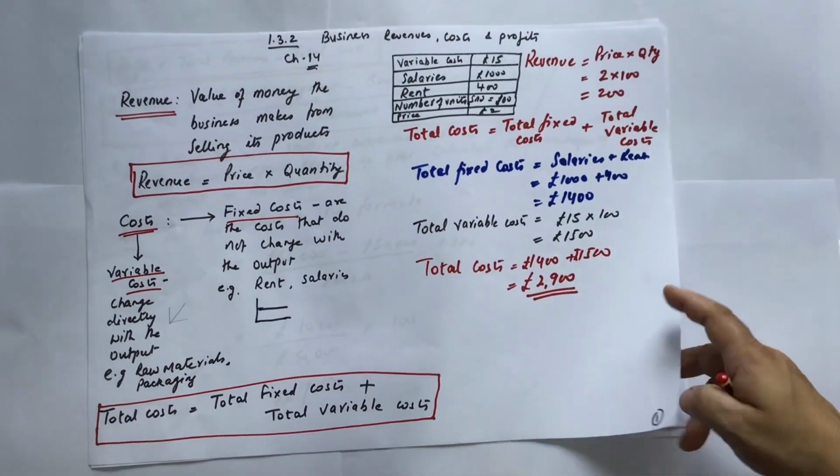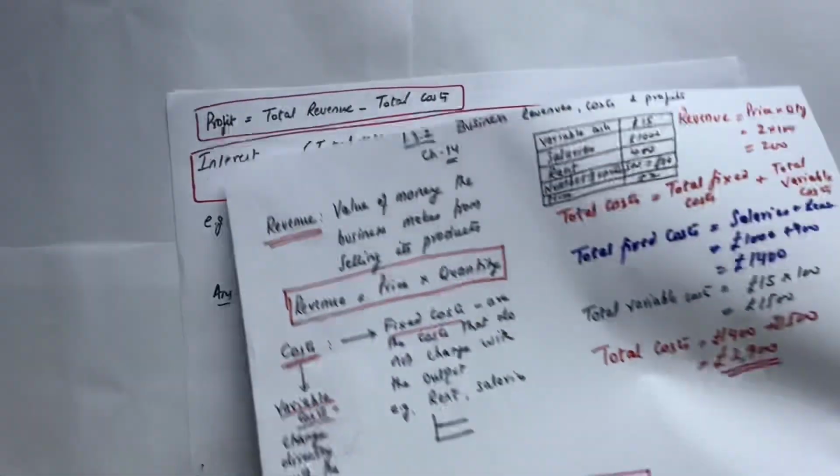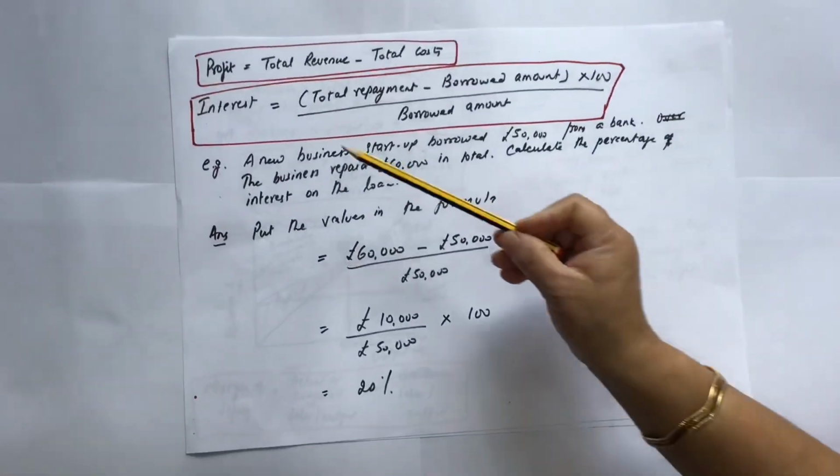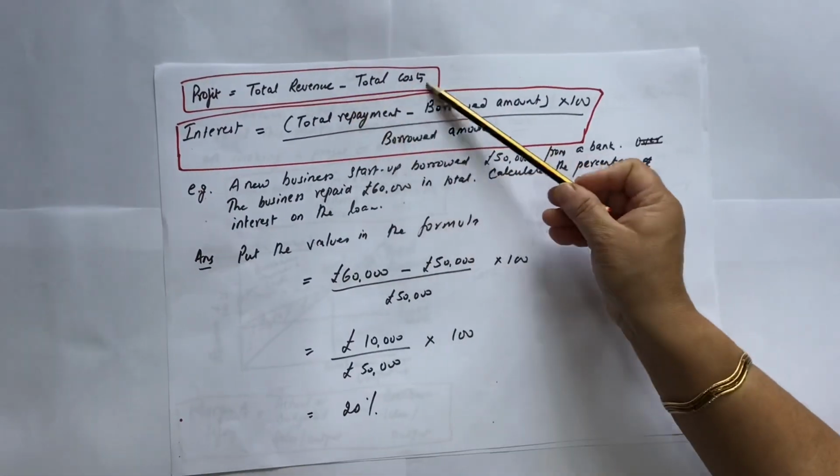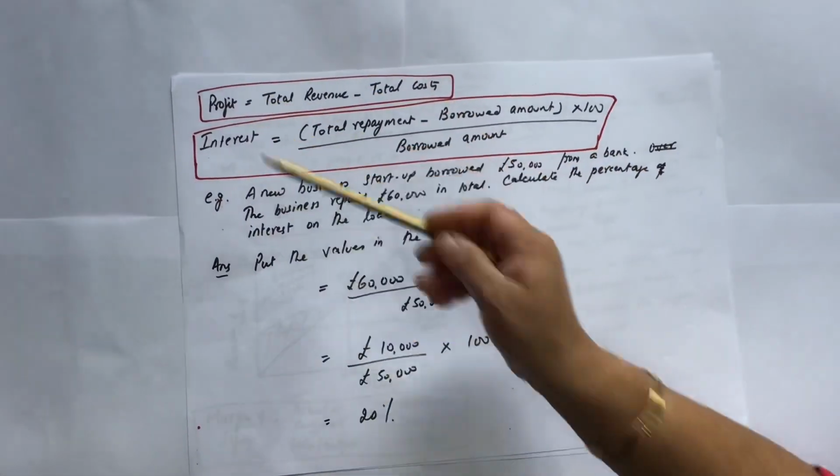So that's your revenue and costs, and profit is total revenue minus total cost. Whatever is left after paying the costs is the profit.